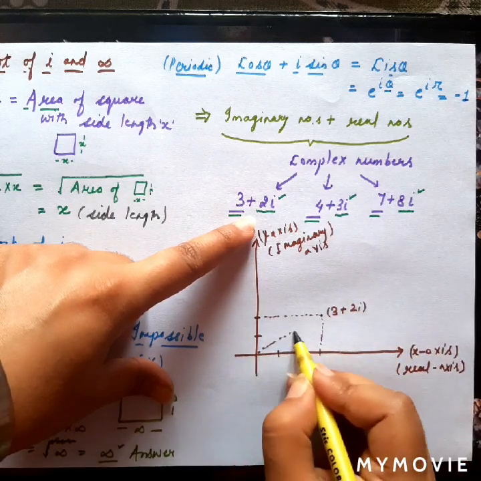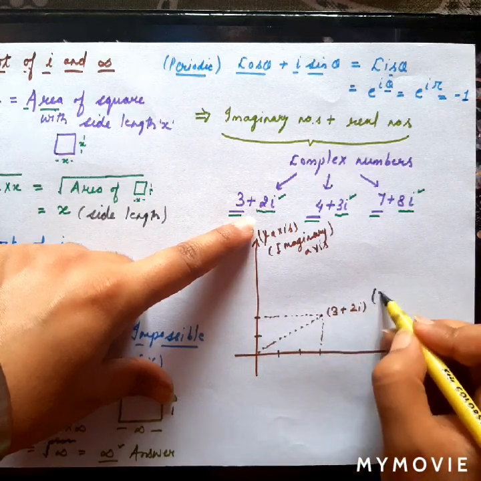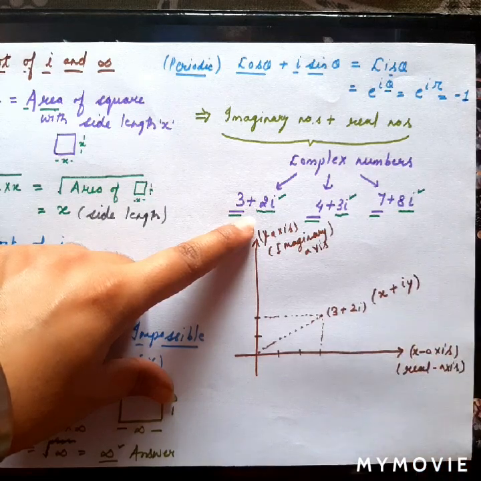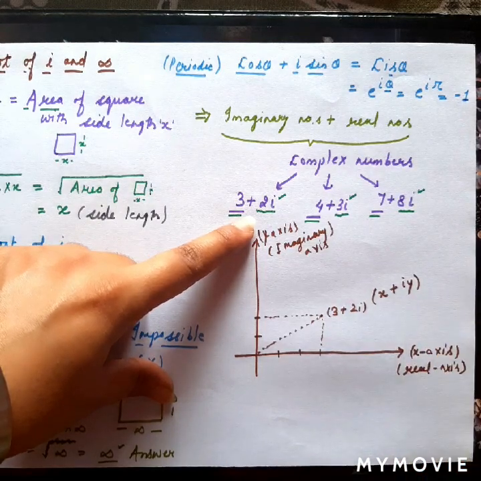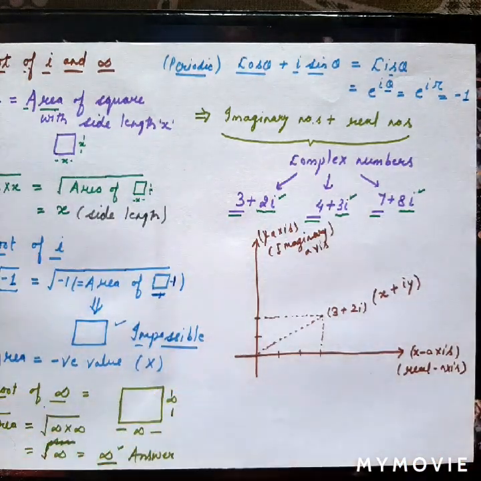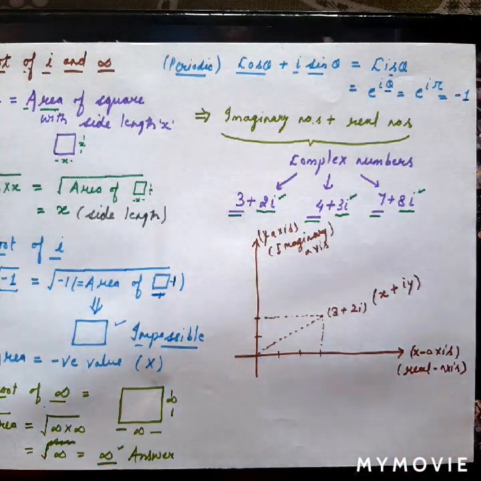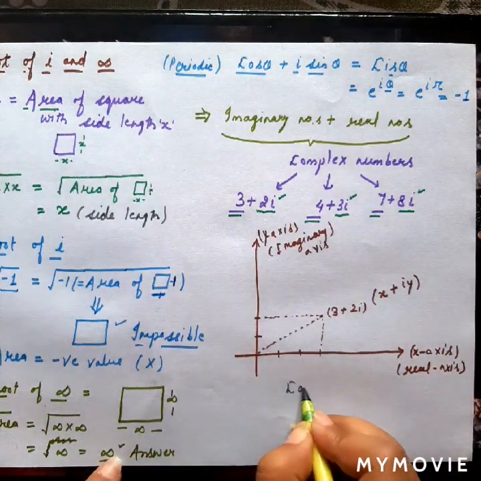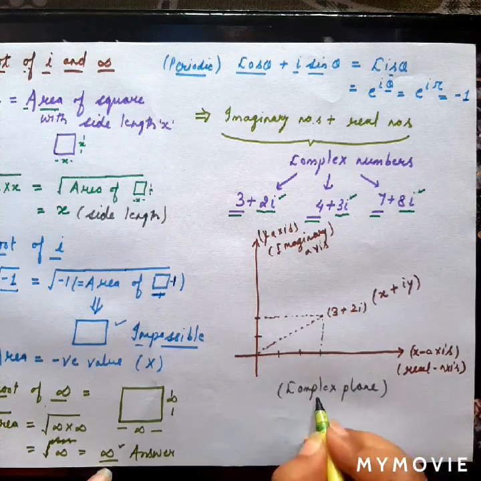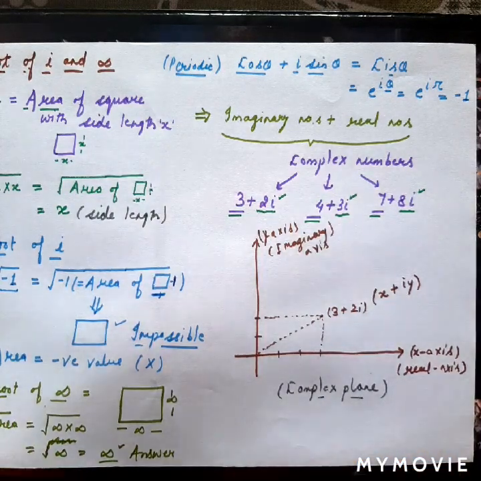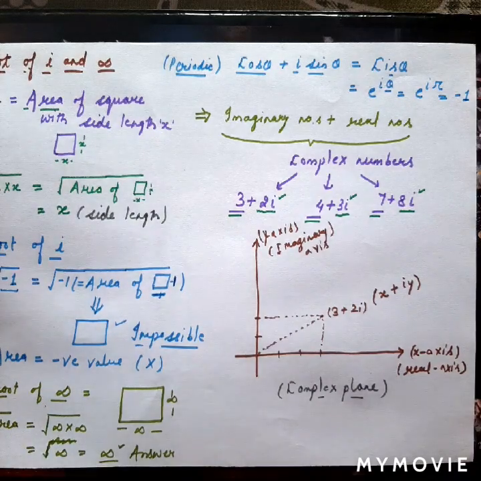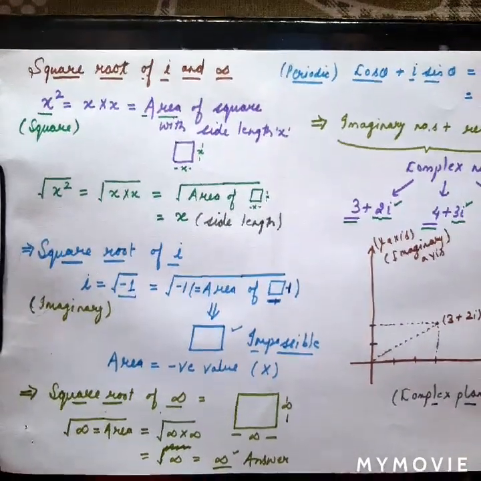So this is actually a complex plane. And in other ways this can be represented by x plus iota y. X is a real number and y is an imaginary number. Fine. This is called a complex plane, and we usually represent our complex numbers on a complex plane, right? So this is all about a little bit more of what is iota, and we found here the square root of iota and infinity. And thank you so much for watching.